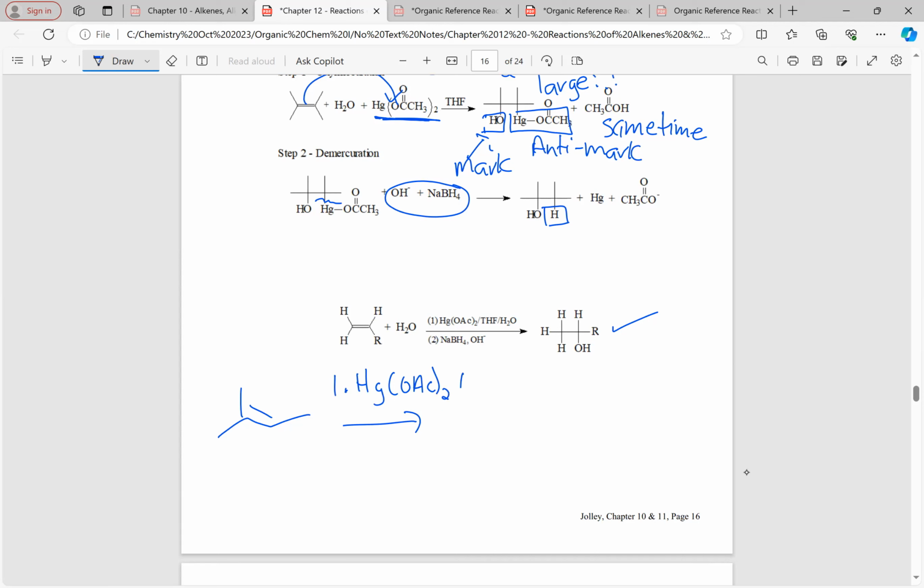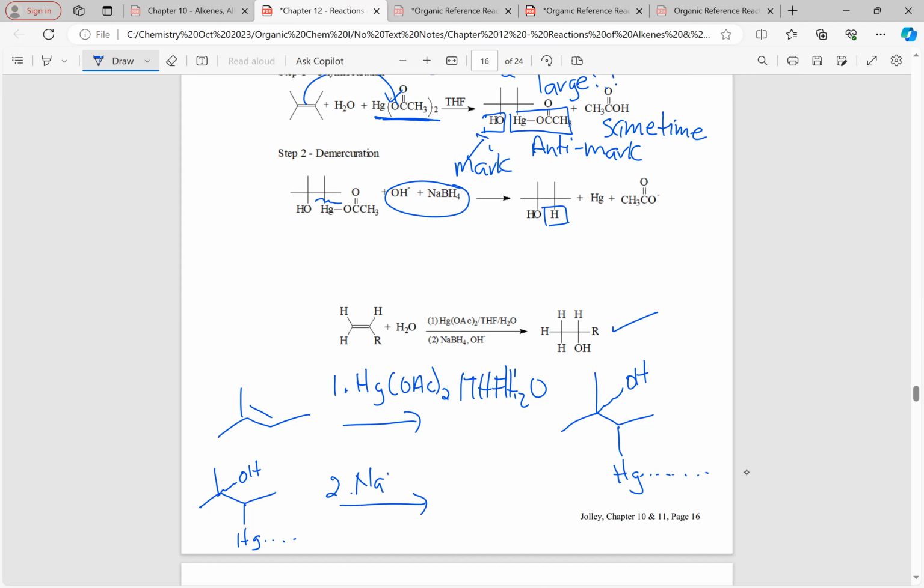And then the solvent is something called THF and water. So the first step is this. Squiggle, OH, and then we're going to put the big old mercury, and then I'll just do a thing right there. Okay, so there's your first step. In your second step, you're going to actually take that off.